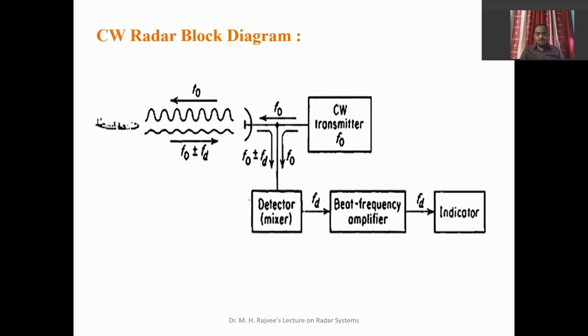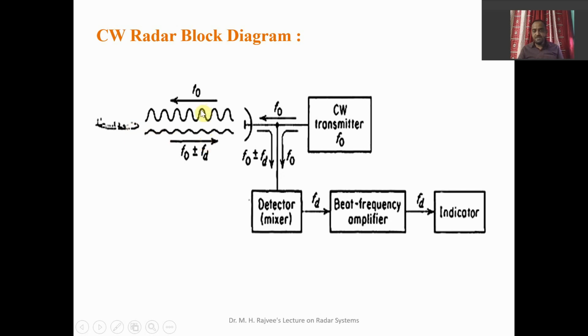Now let us understand how the CW radar works based on the Doppler frequency shift. See this diagram, it's a continuous transmitter which is transmitting a frequency F0. This F0 is given to the transmitting antenna. This stronger signal which you can see on the display is the incident wave, with a frequency of F0. This incident wave hits the target and comes back again.